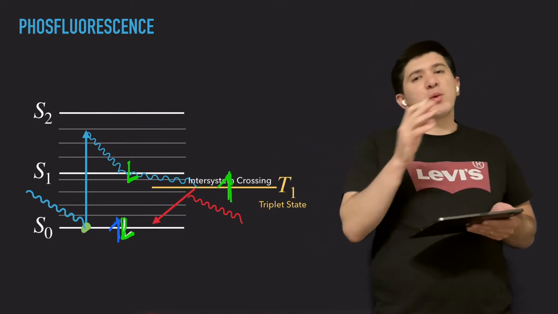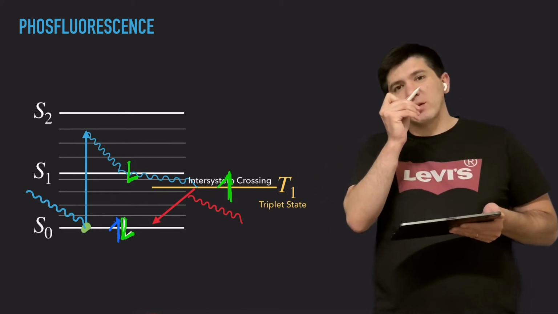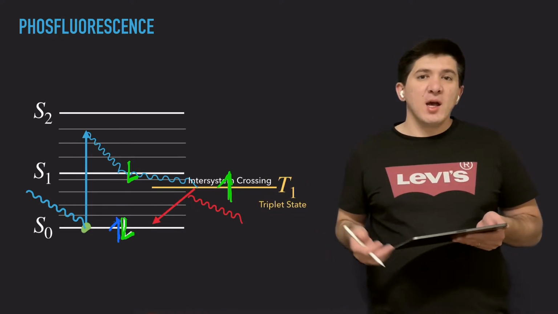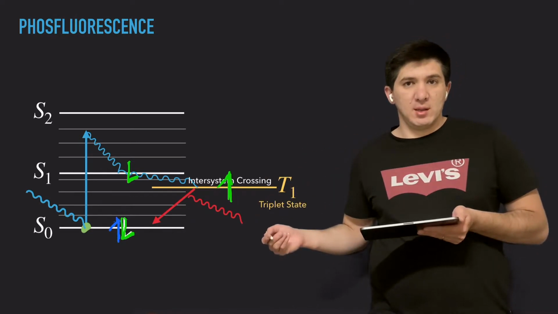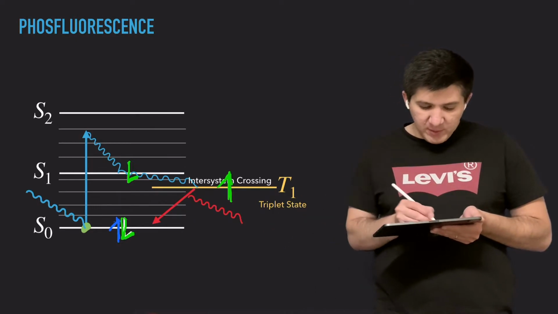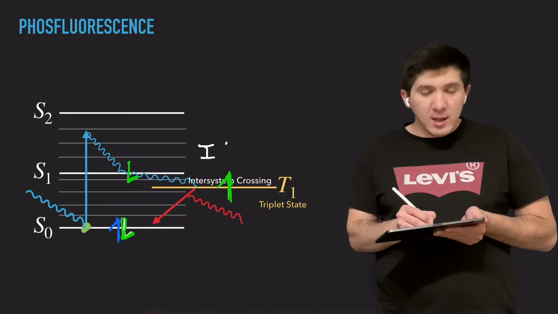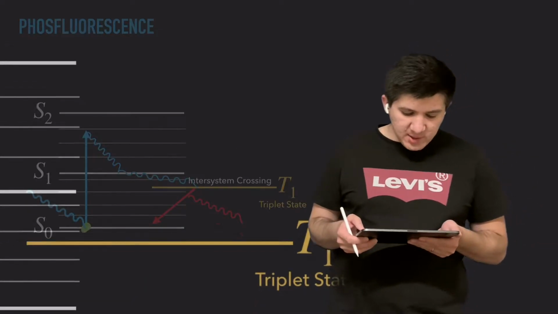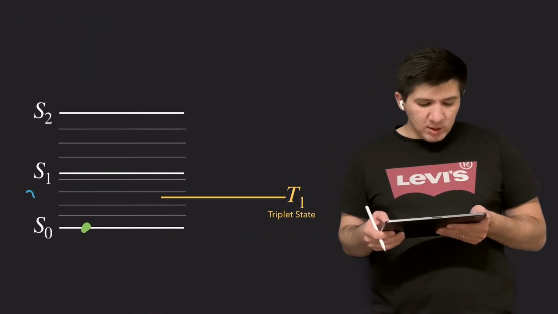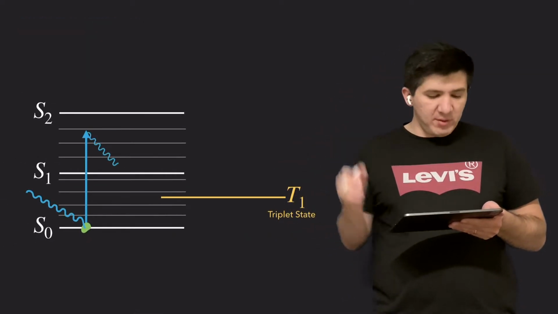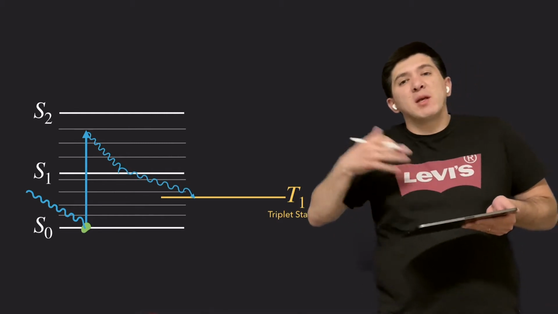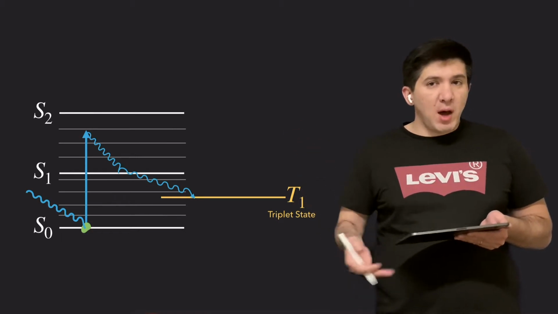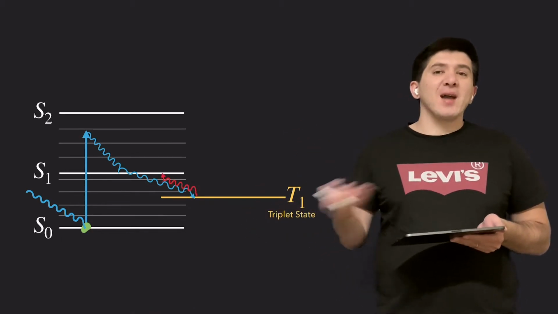And the last one is this intersection. Whenever the molecule crosses from the first excited state to the triplet state, it is called intersystem crossing, sometimes abbreviated as ISC. It is also possible that the molecule is excited to some level, then relaxed, and then it may go to the triplet state, and instead of just falling down to the ground state, it may suddenly go back to the first excited state.